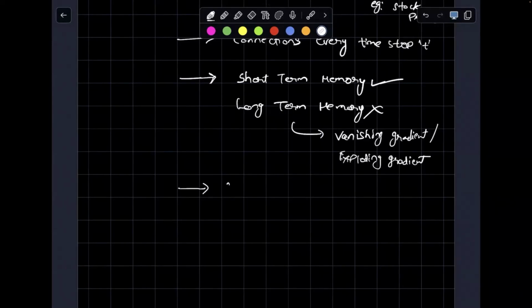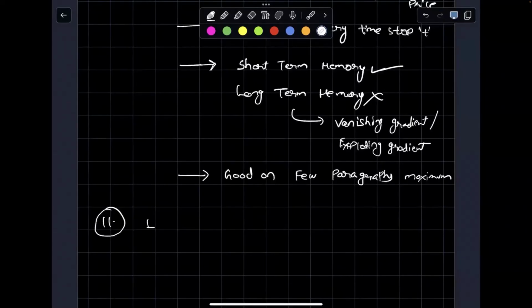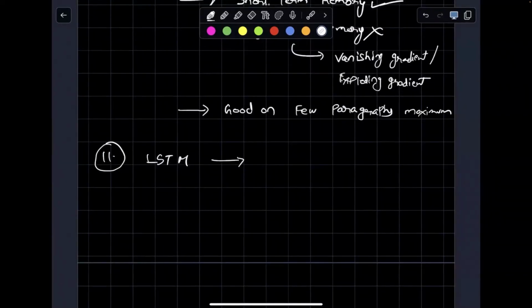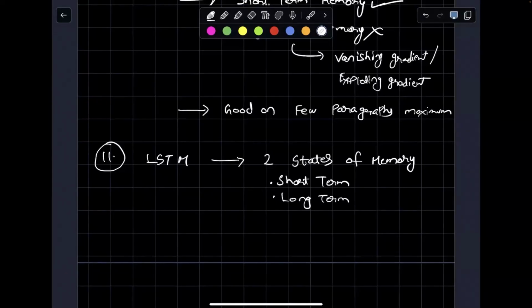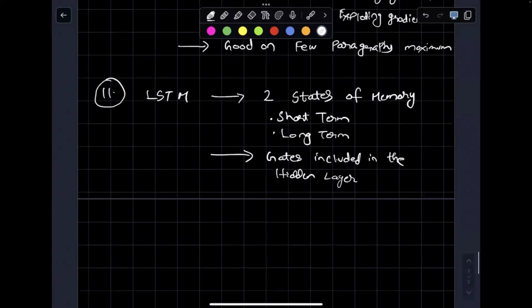You can say it is good on a few paragraphs maximum. It's not good on pages, or on books of data. Okay, that is why we went with LSTM. Here you have two states: memory, short term and long term. And you have gates included in the hidden layer, right? What are those gates?